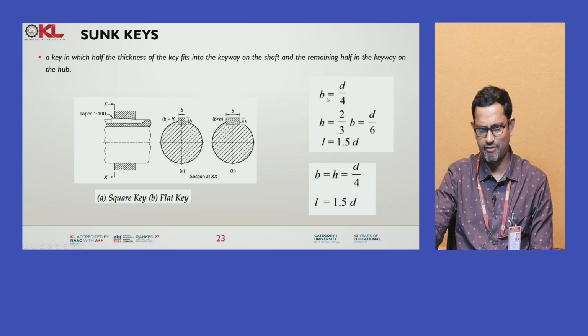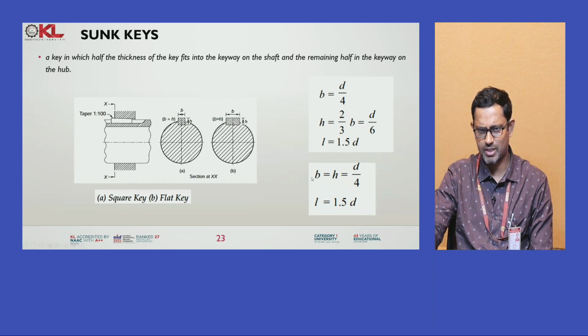Here, if you see, the width b is nothing but d by 4, that means diameter by 4. h, the depth, is nothing but 2 by 3rd of the width. d is the diameter of the shaft. l is the length of the keyway. Generally we take l equal to 1.5 times the diameter of the shaft. So these are the standard dimensions we use for the flat key.